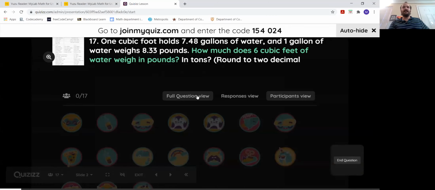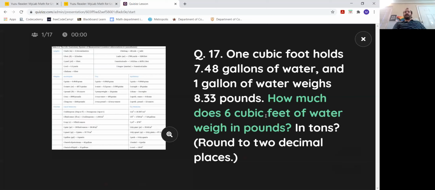And so what the heck was the question? I just clicked on this thing. 1 cubic foot holds 7.48 gallons of water, and 1 gallon of water weighs 8.33 pounds. So this is a two-parter, but how much does 6 cubic feet of water weigh in pounds?